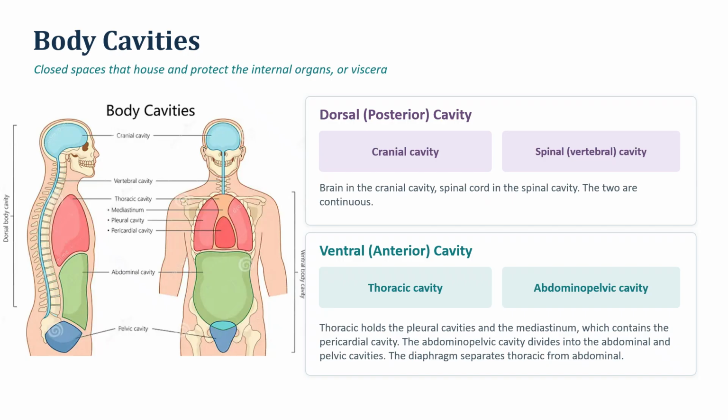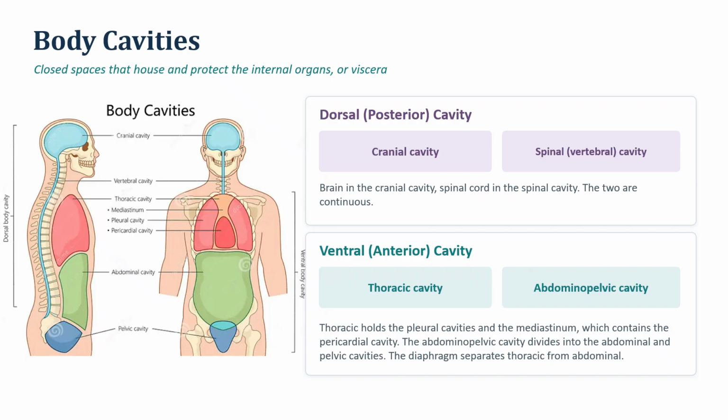The ventral cavity is on the anterior side and is much larger. It also has two main subdivisions, and the structure that separates them is the diaphragm. Above the diaphragm is the thoracic cavity, which contains two pleural cavities, one around each lung, and a central region called the mediastinum. Within the mediastinum sits the pericardial cavity, which surrounds the heart.